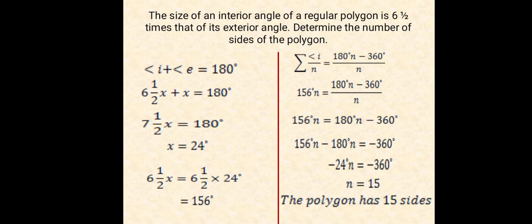Now we know that if you take the sum of all interior angles divided by the number of sides, you get the size of one interior angle. Now this means that 156 degrees is equal to 180 degrees n minus 360 divided by n. Now solve for n, you get that n is equivalent to 15. This means the polygon has 15 sides.